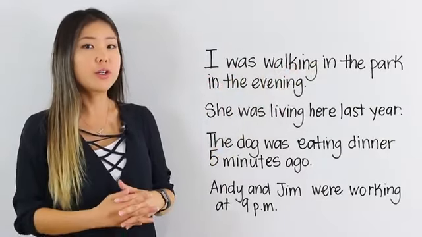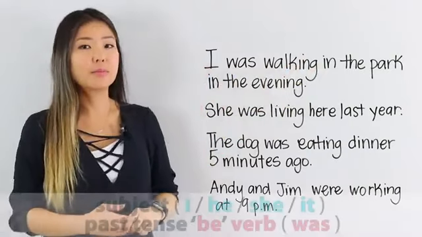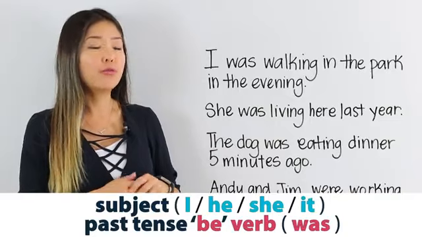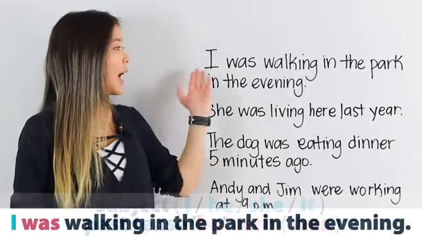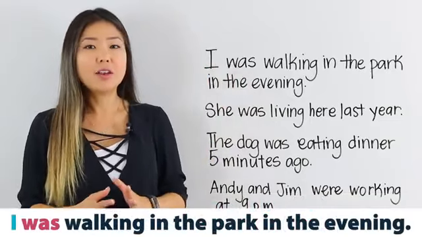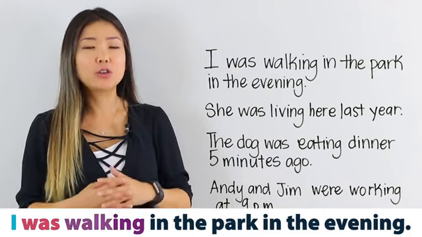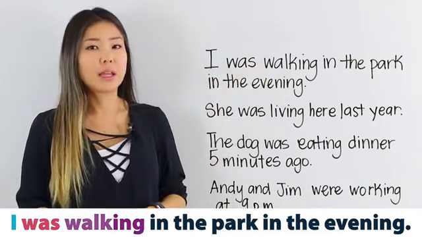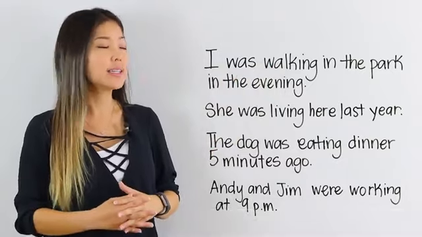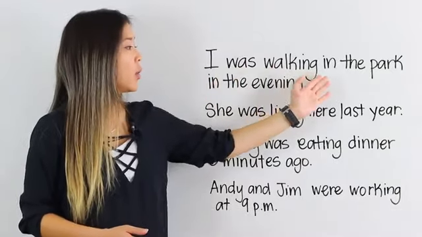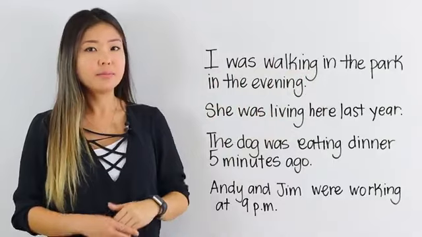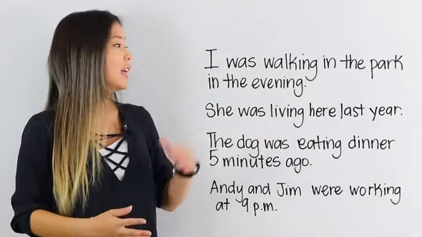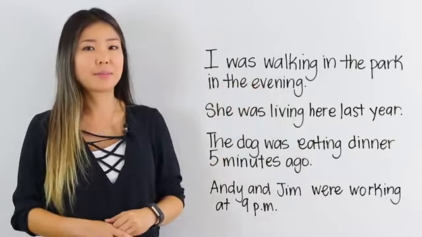So first, we start with the subject, I. For I, he, she, and it, we follow with was. I was. And then we add an ing to the end of the verb. I was walking. Now take a look at the whole sentence. I was walking in the park in the evening. You can see that this was an ongoing action and it happened in the past.